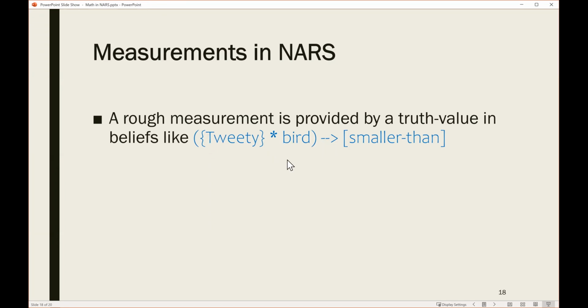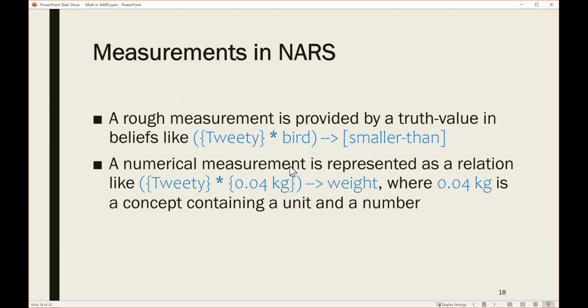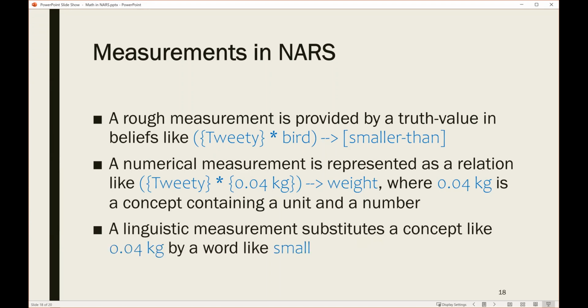But that's a rough measurement. And now we have numerical measurement. We can directly introduce concepts with numbers in them. In this case, we can have numbers and the units of the measurement combined as a concept. So we can just say that the weight of Tweety is this amount using that unit. This is also related to counting: how many of those units will give you equivalent weight. Not going to go into detail. Also, we can roughly replace a numerical measurement with linguistic descriptions. That's what the fuzzy logic people have been doing to a certain degree, in a certain context. Of course, all of this is context sensitive, which I'm not going to go into detail.